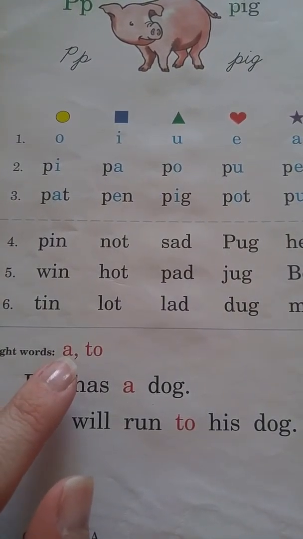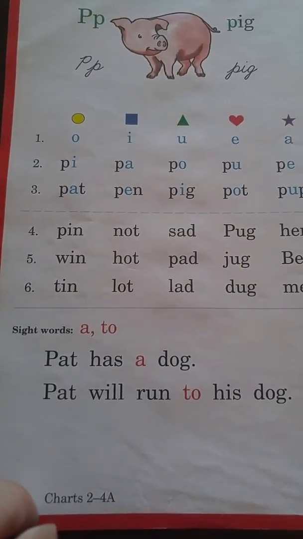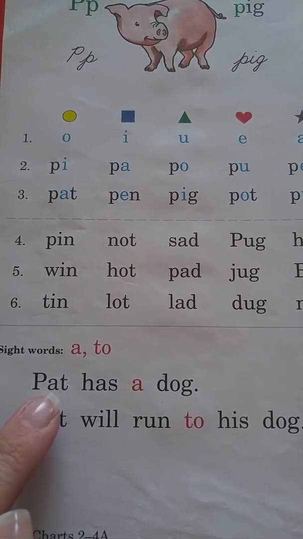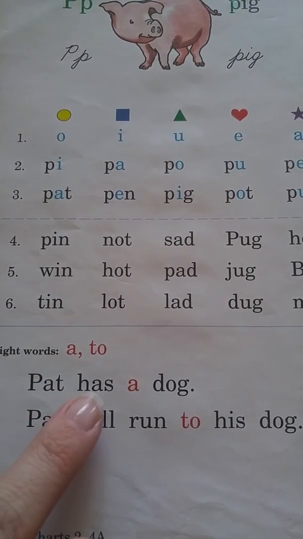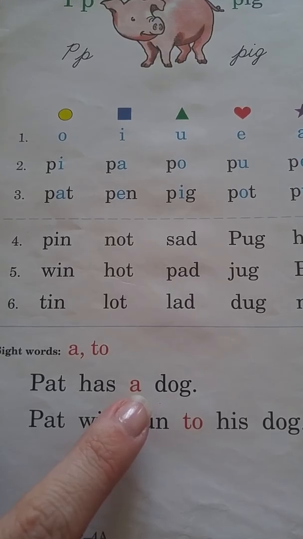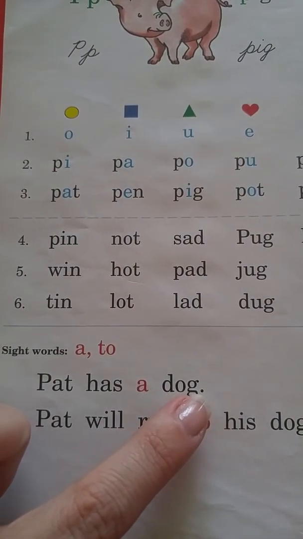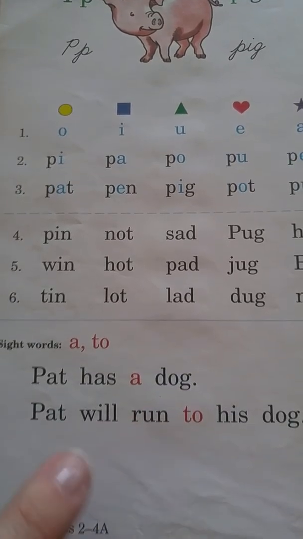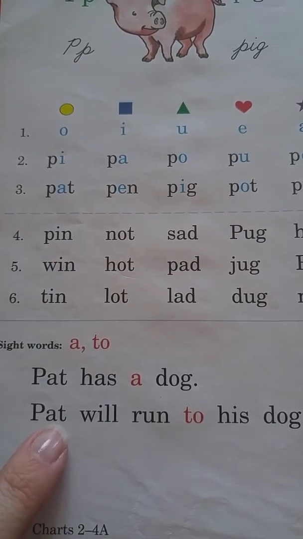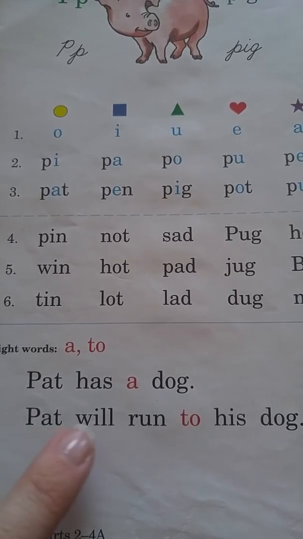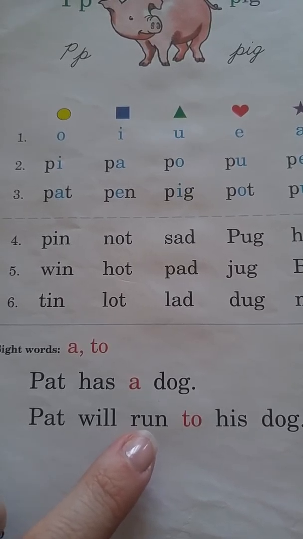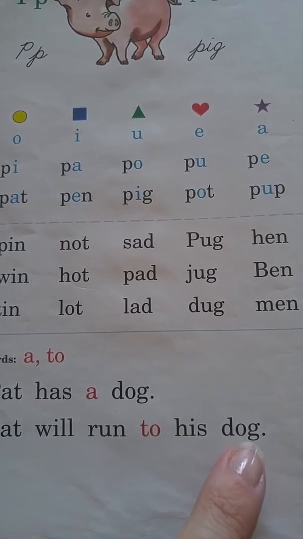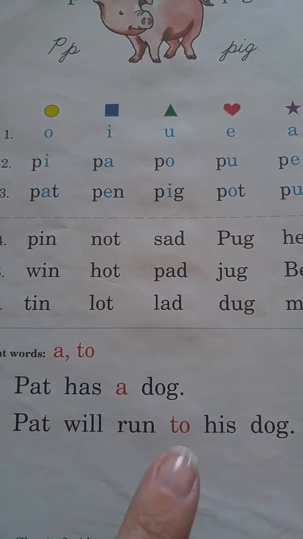We have some sight words, a and to, written in red here. Take a minute to read the two sentences. Pause the video. Okay, now let's read them together. Pat has a dog. Pat. We know that word because we just read it up there. Pat will run to his dog.